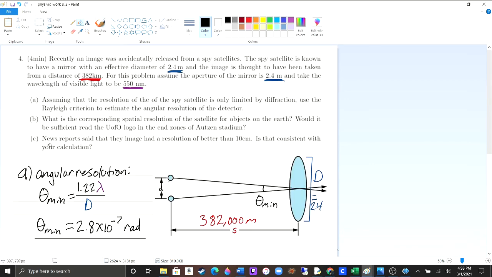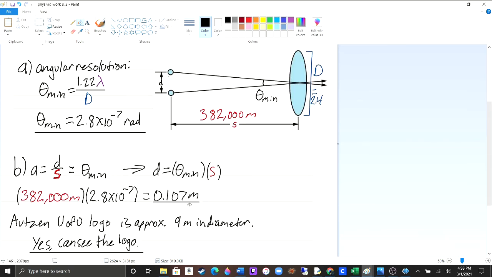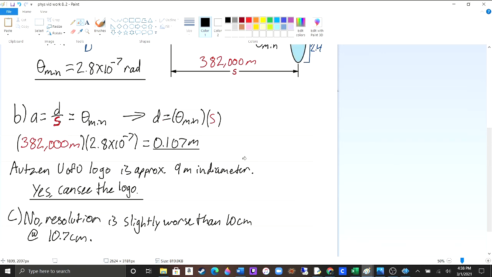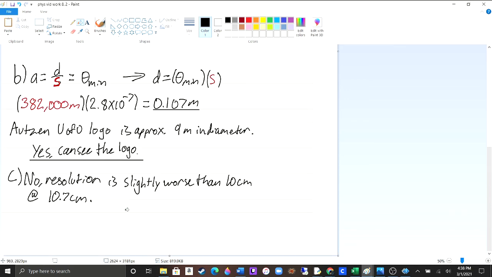And then part C asks, news reports said that the image had a resolution of better than 10 centimeters. Is that consistent with your calculation? So ours is 10.7 centimeters, and it's saying that it's better than 10 centimeters, which means that it can see something smaller. So because ours is greater than 10 centimeters, the answer is no. So that is part C.